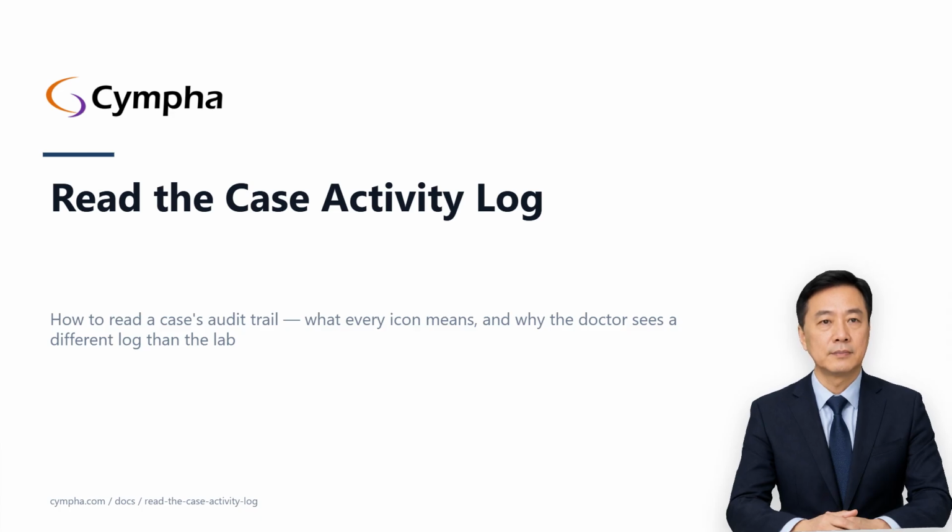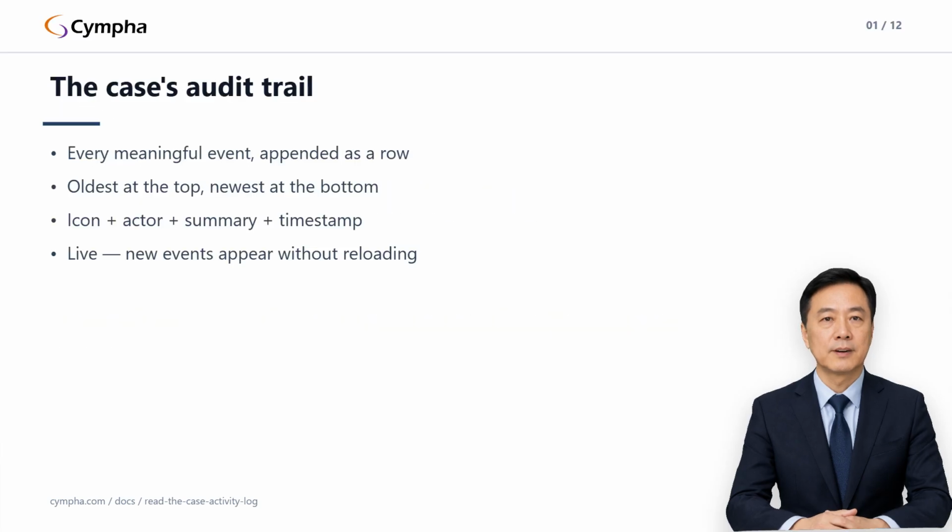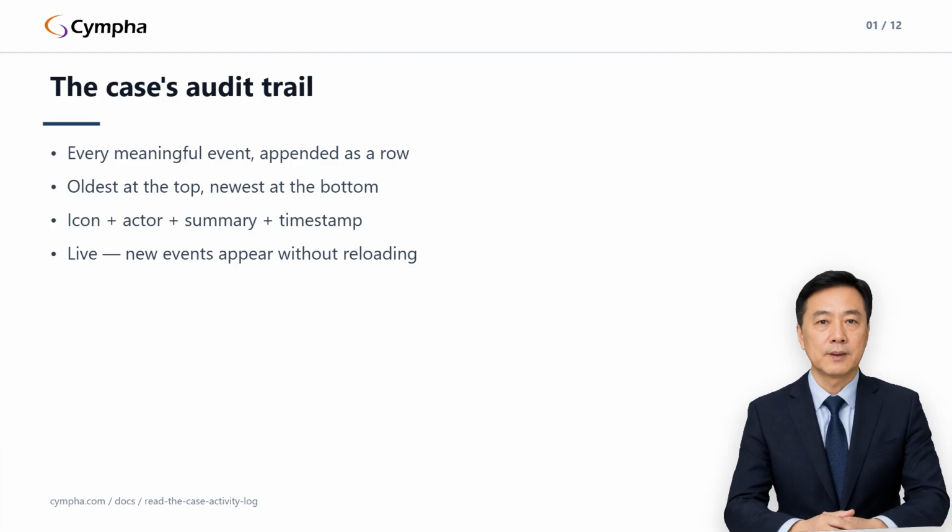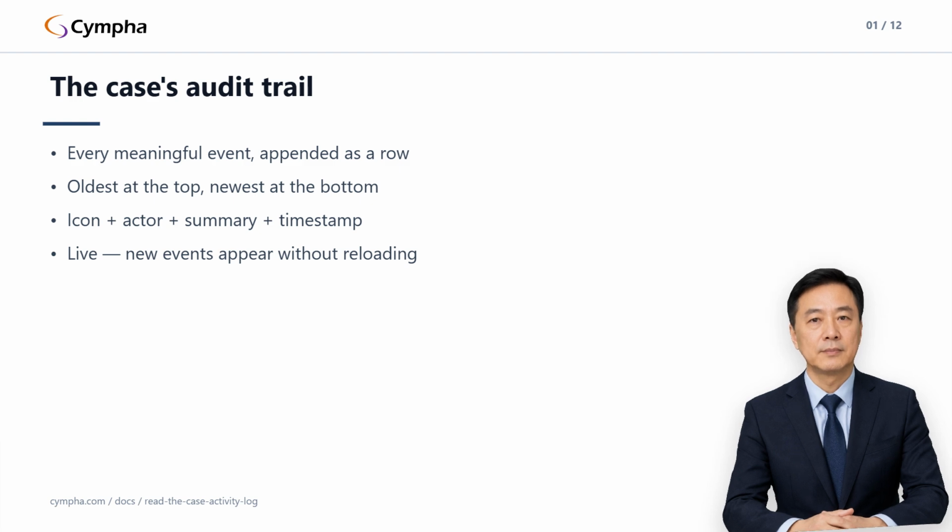The activity log is the case's audit trail. Every meaningful event on the case gets appended as a row, oldest at the top, newest at the bottom, so it reads in the order things happened. Each row carries 4 things: an icon and color that tell you the event type at a glance, the name of the person or the system that did it, a summary line describing what happened, and a timestamp on the right, formatted as month, day, and your local time.